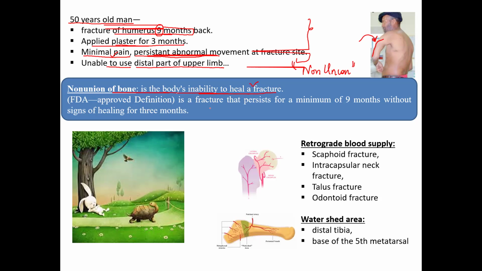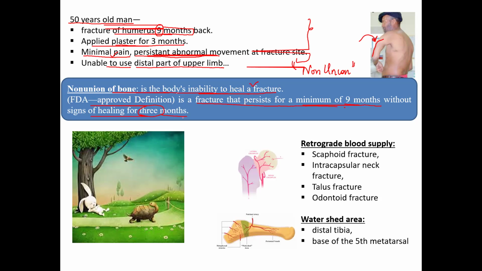What is the proper definition? A fracture that persists for a minimum of 9 months without signs of healing for the last 3 months. If there are no signs of healing for the last 3 months, with a history of 9 months since the fracture, then we define it as non-union.